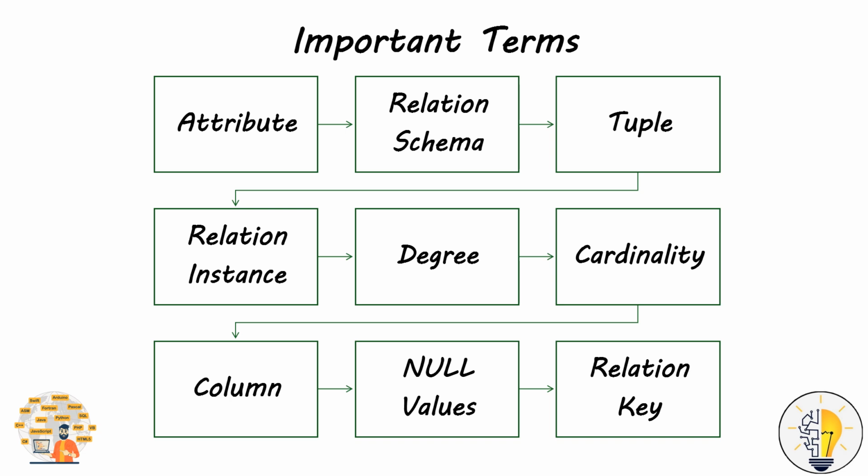Column. Column is going to represent the set of values for the attribute. Say you have student roll number. The numbers that are provided under the roll number form the column.